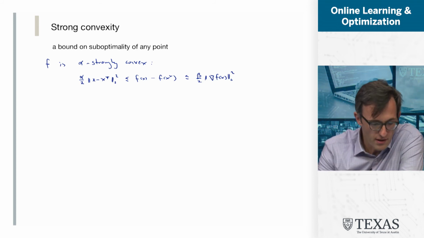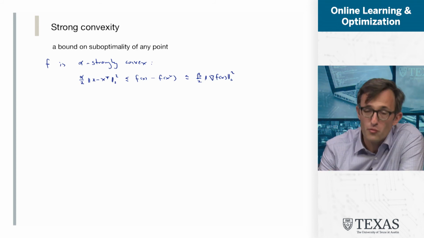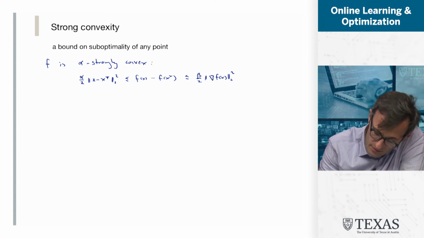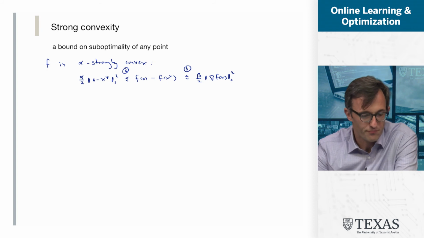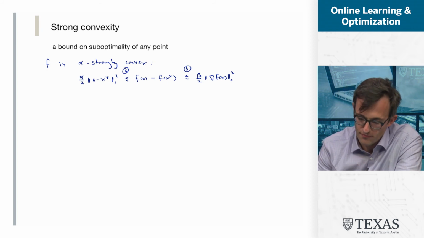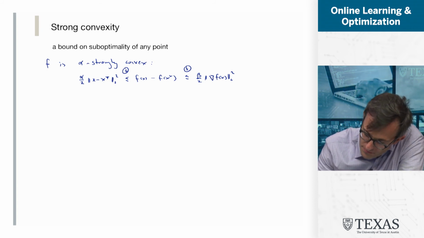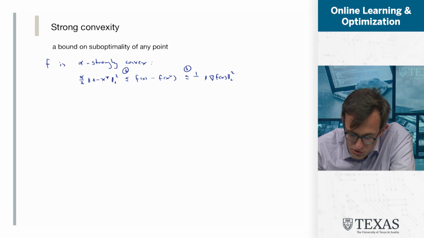So how do we get this? For both, we're going to use our quadratic upper bound. Call this property A. Call this property B. Sorry, I've made a mistake. This should be 1 over 2 alpha.